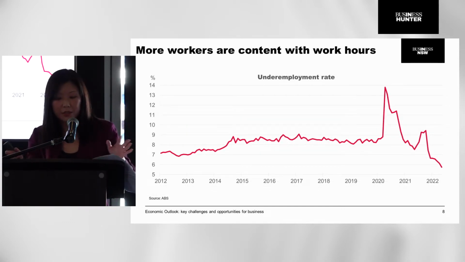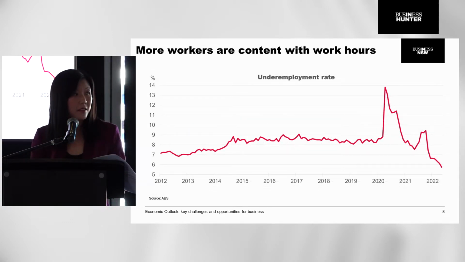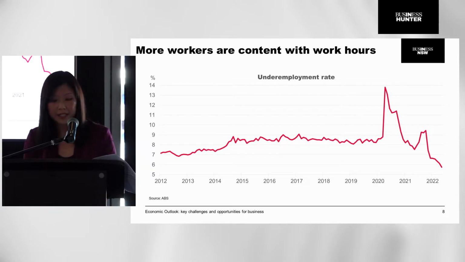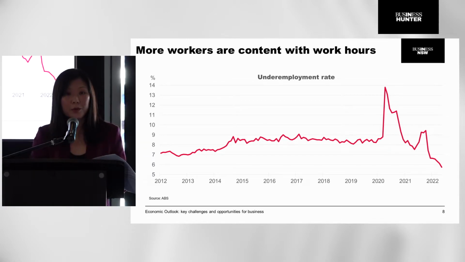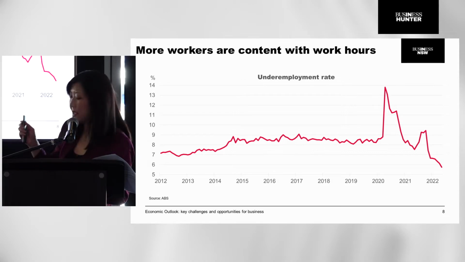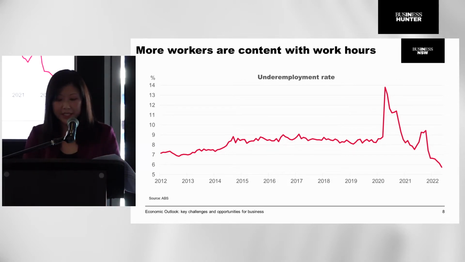So just another chart to show you how strong the labour market has been. This is about the underemployment rate. It captures people who want to work more hours than they're currently doing. This data series had been relatively stable in the 5 years prior to the pandemic. There was a spike when COVID hit, and I think that was when people were sitting at home hoping to do more hours at work.